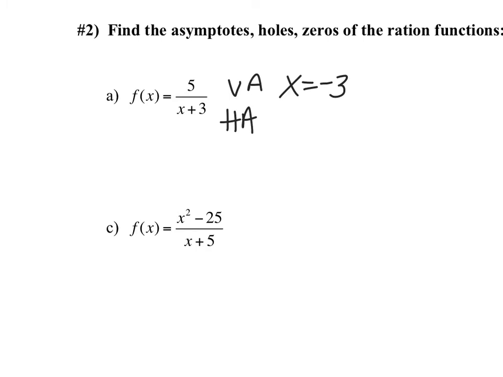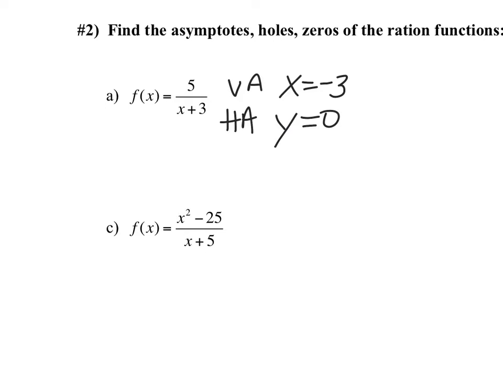Horizontal asymptote, you have to look at your 3 cases. Let's talk about the degrees here. The degree of the numerator is smaller than the degree of the denominator. The degree of the numerator is 0. The degree of the denominator is 1. So the denominator kind of wins. Like if I was going to plug in infinity, I'd get 5 over infinity, right? That's like 0. So the horizontal asymptote is y equals 0.